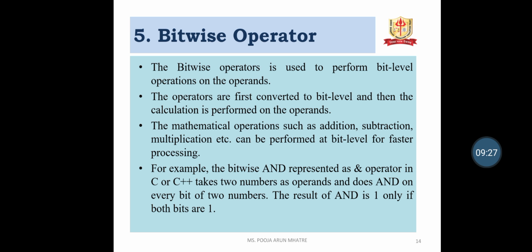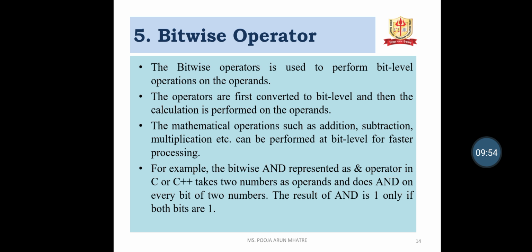Bitwise operator. The bitwise operator is used to perform bit-level operations on the operands. The operands are first converted into bit level and then the calculation is performed. Mathematical operations such as addition, subtraction, multiplication, etc. can be performed at a bit level for faster processing. For example, the bitwise AND is represented as the ampersand operator in C or C++.